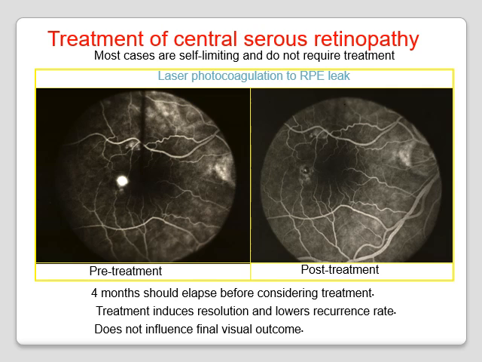Laser treatment induces resolution and lowers the recurrence rate, but it does not affect the final visual outcome. Laser treatment is applied to the pinpoint of leak as identified in the arteriovenous phase of the angiogram. Micropulse diode laser is applied to the retinal pigment epithelium site of leakage and gives good results.